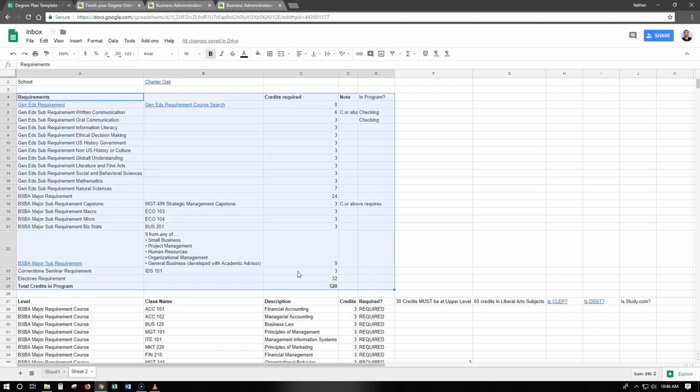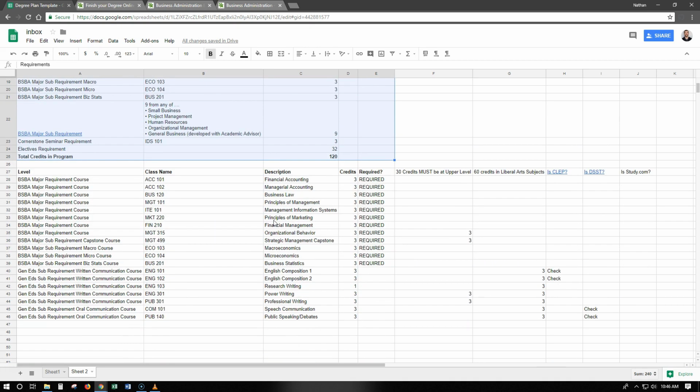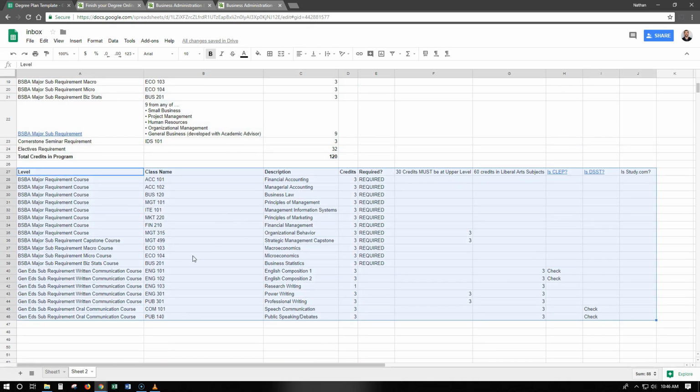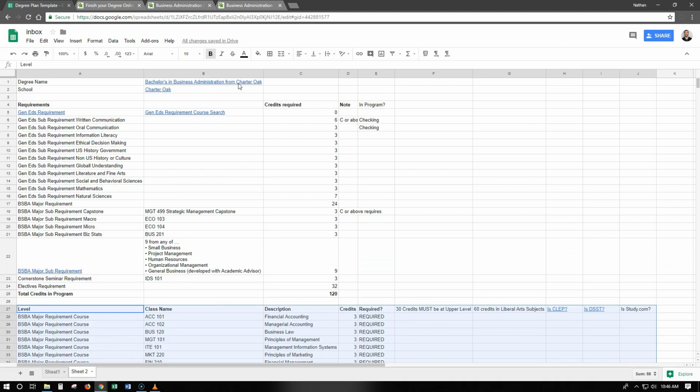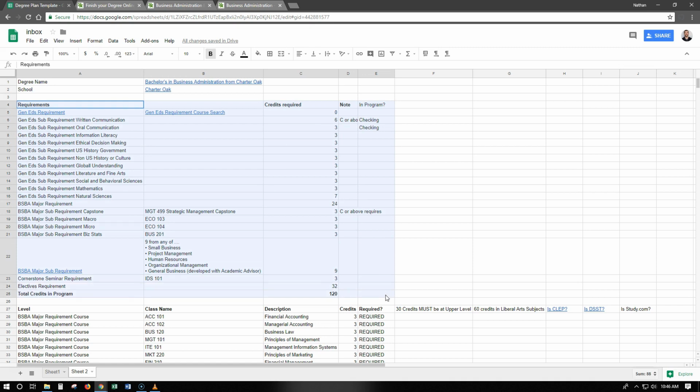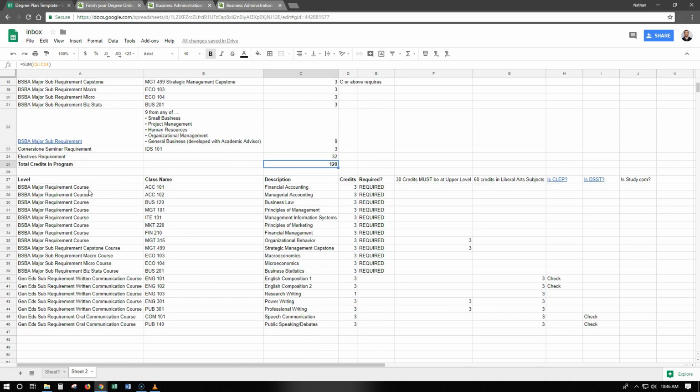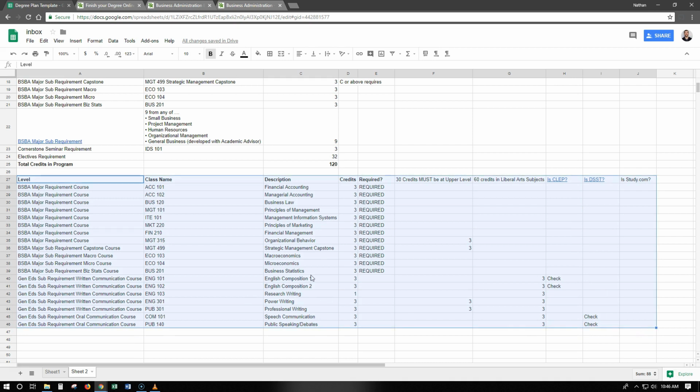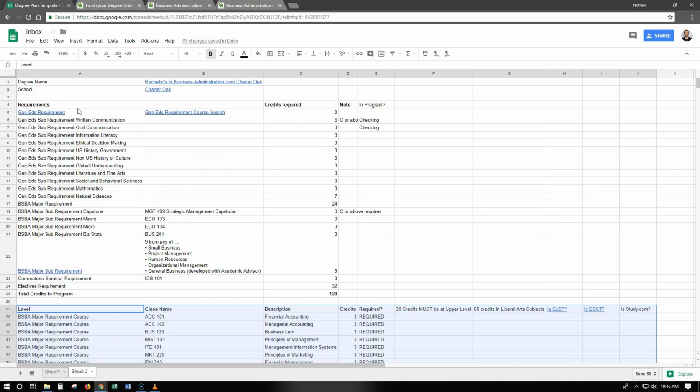So this is the large outline of requirements. And then this is a bunch of the sub-requirements that I've already filled out. So this is the Bachelor's in Business Administration from Charter Oak. This is the general requirements that adds up to 120. This is several of the required courses that they mention specifically, and I'll walk through both of these things.